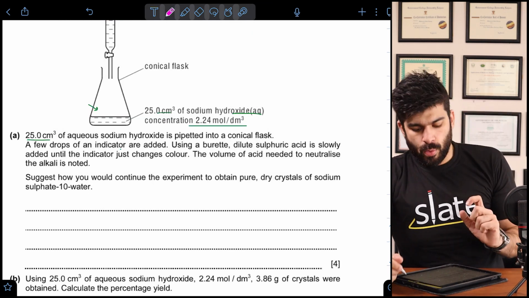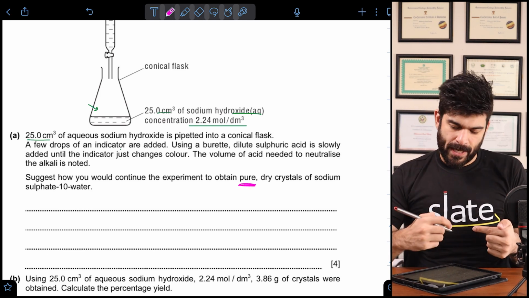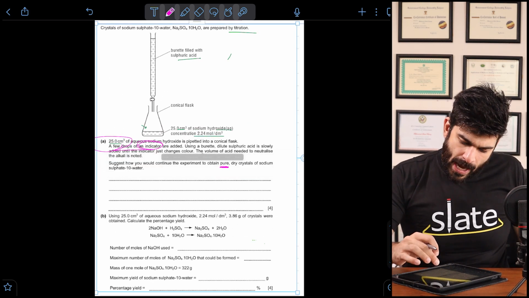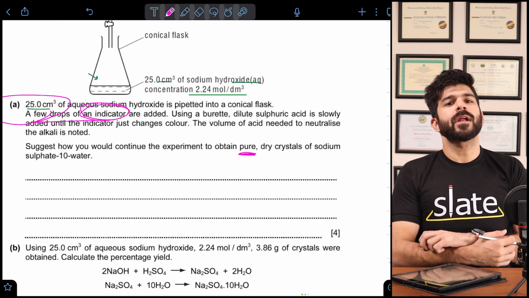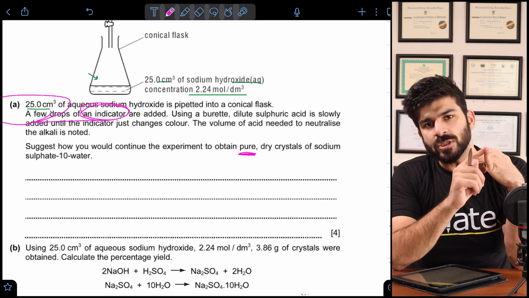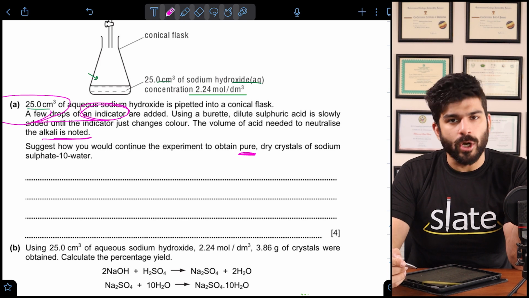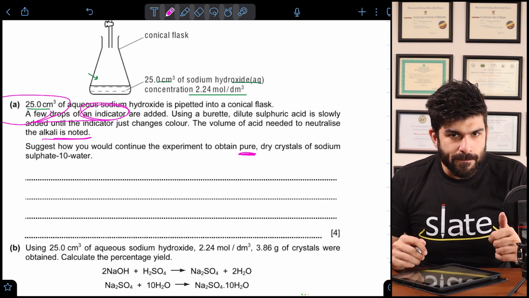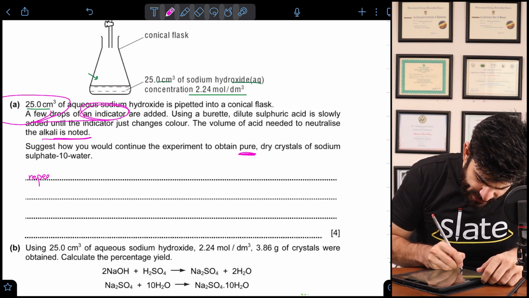So, in order to obtain the pure crystals, we need to repeat the experiment because we have indicator added and the color change was there. So the colored crystal will not be a true crystal. So we need to repeat the experiment. The purpose of using indicator is to get the end point. We have gotten our end point. So we're going to repeat the experiment, but this time without the indicator. So we repeat the experiment.